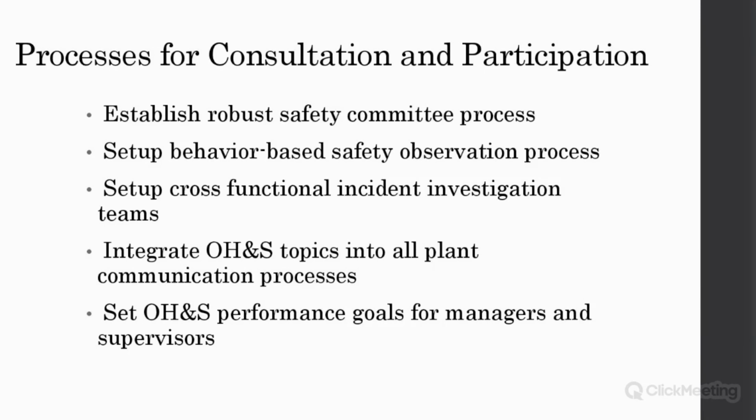Again, I think I probably said most of this. The big key steps here: set up a robust safety committee process. Consider some kind of a behavior-based safety observation process. That really, A, these programs are effective, and B, it checks a lot of the boxes. Set up a cross-functional investigation team process, and that may be prioritized based on the level of incident. Like you may have a process where all OSHA recordable incidents require an investigation team, where non-recordable incidents don't, but somehow establish the criteria for when to establish this incident investigation team.